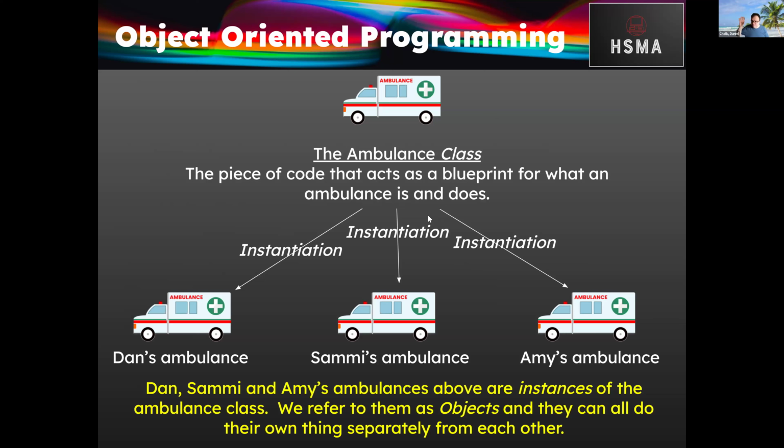From that class, from that blueprint, we then create various instances of objects that refer to particular ambulances, and that process is known as instantiation. From an ambulance class, we could create lots of individual ambulances. Like I could have my own ambulance, Sammy could have an ambulance, Amy could have an ambulance, and all of those ambulances would be instances of the ambulance class, and we refer to them as objects. They've all been created from this blueprint, and we can work with them all independently and separately from each other.